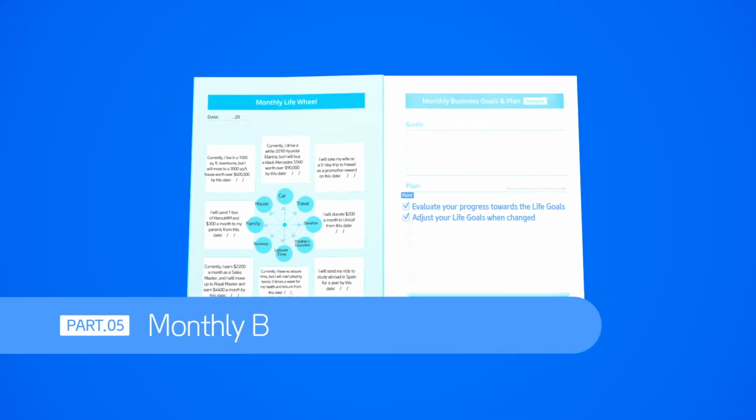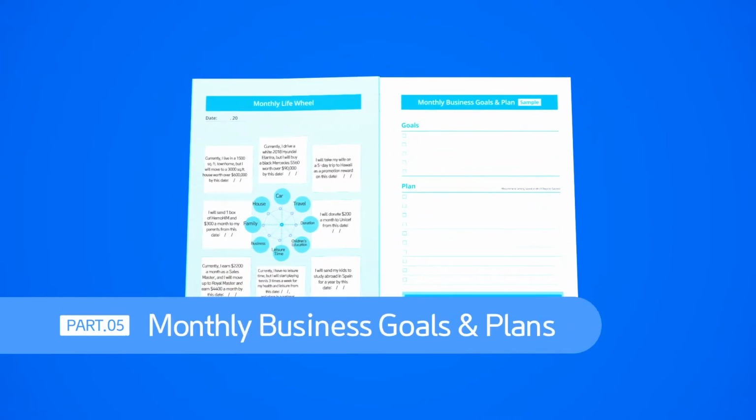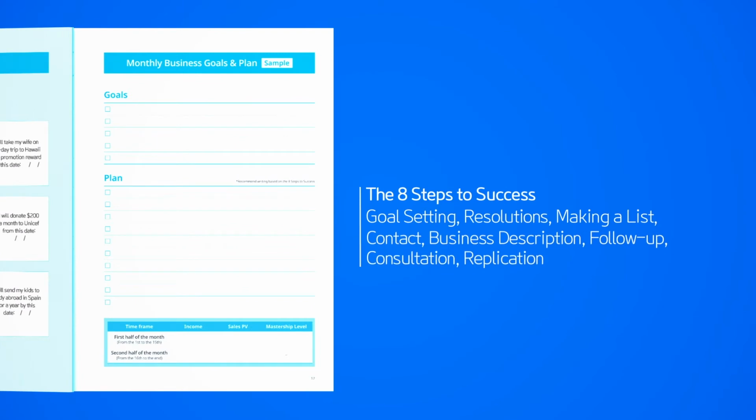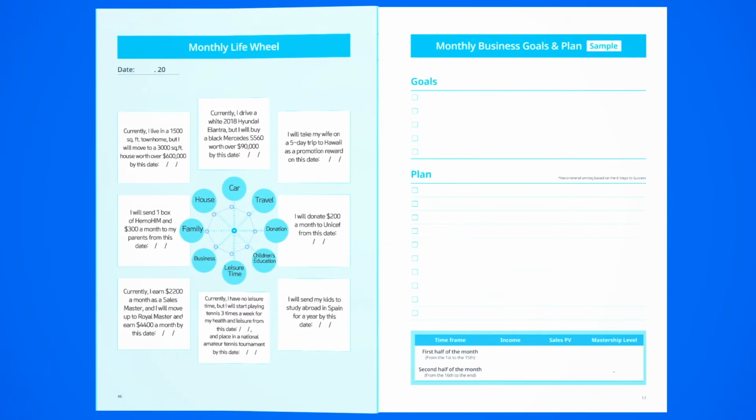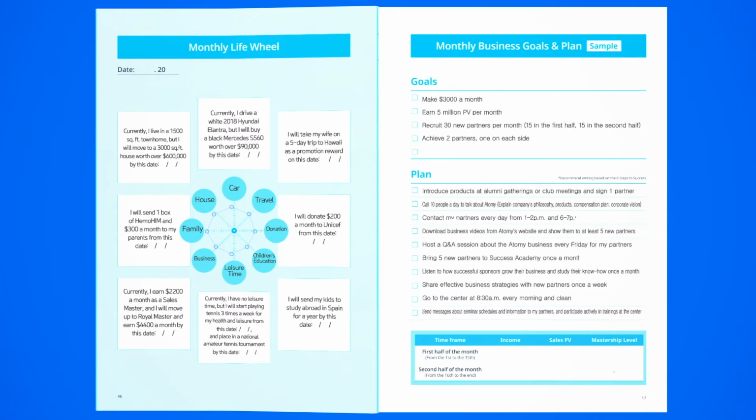Part 5, monthly business goals and plans. Here you can write your goals and plans for each month. Writing tip: write down your monthly business goals and plans using the 8 steps to success. Make a to-do list with specific items needed to be done for your business. At the bottom, your monthly progress can be divided into 2 sections, with records of your income, sales PVs, and mastership level. Keep your commitment to the business by checking your current status.